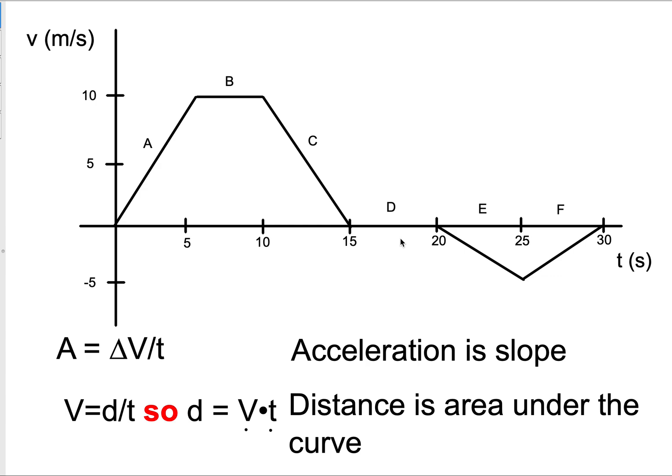Now, where on this graph is the object speeding up? There's two places. Yep. Oh, nope, I'm sorry. You're half right. So A, it's definitely speeding up. So 0 to 5 to 10 meters per second. But F, F is slowing down, right? Because you're going from like -5 to 0. So E is where you're speeding up.